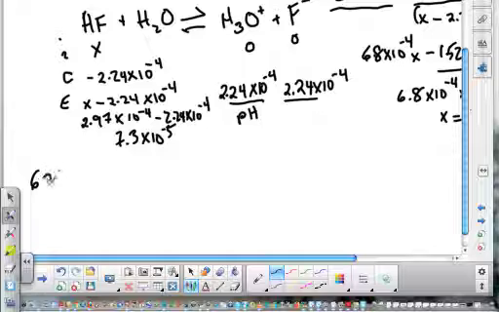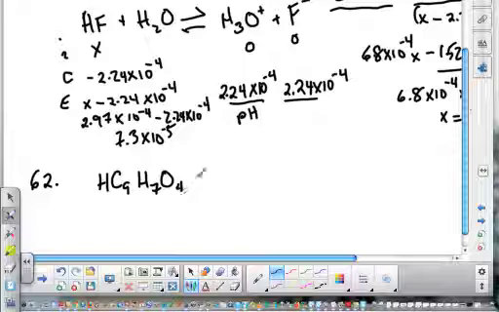All right, 62. Read the problem. The active ingredient in aspirin is acetylsalicylic acid. It gives us a formula. So let's go ahead and write that down because we need it for our little equation. All right, so we're going to go ahead and write that.